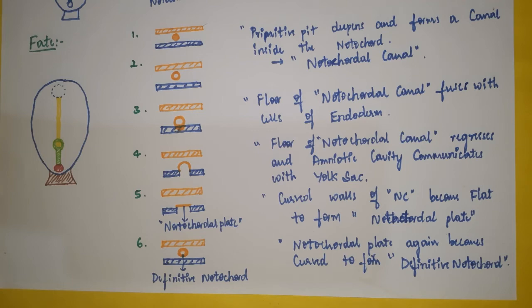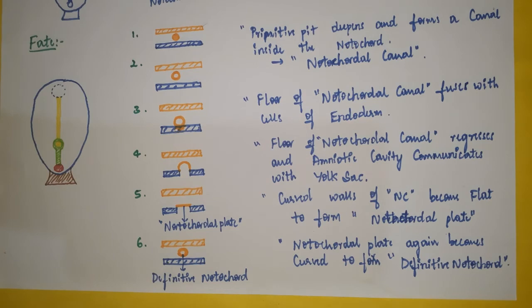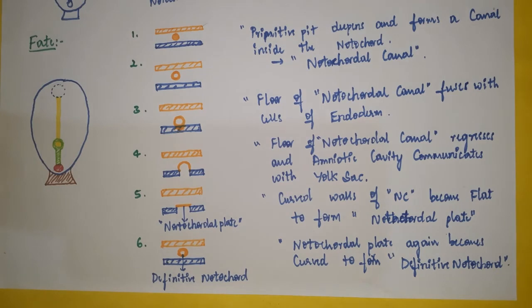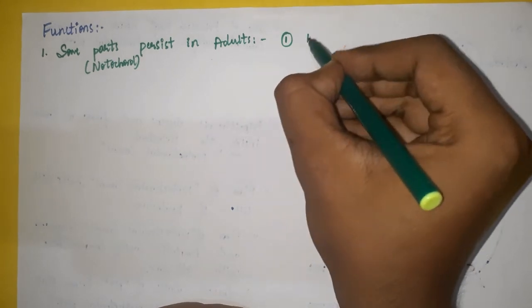Definitive means finally formed. What was the fate? Firstly, it was a solid notochord. What happens then? Notochordal canal. Next stage is notochordal plate, and finally last step is definitive notochord. Solid notochord, notochordal canal, notochordal plate, definitive notochord. Functions of notochord. Usually in adults, notochord will degenerate. It is present only in the embryonic stage, but some parts of the notochord will persist in adults also. Where are these parts of notochord present? In the intervertebral disc as nucleus pulposus. This notochord forms nucleus pulposus.